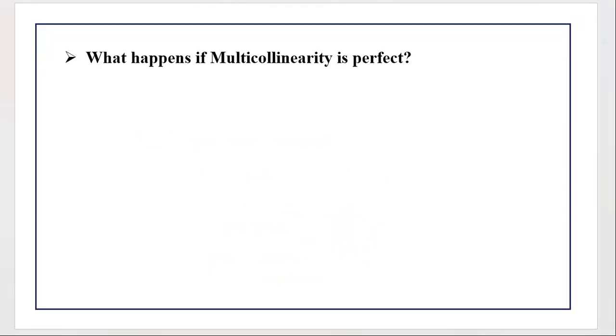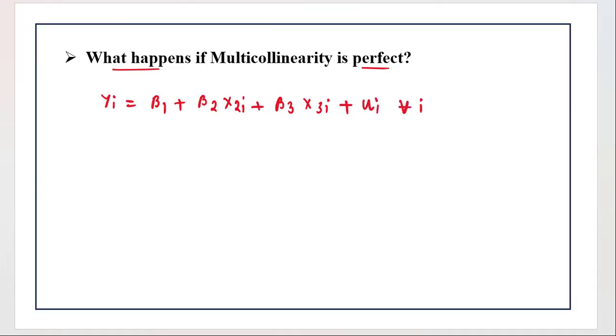So firstly, we will see what happens if multicollinearity is perfect. Let us consider a model. While discussing multicollinearity, we always take at least 3 variable or 2 variable models. For example, this is the model. 2 variable means there should be 2 independent variables. Here the model is something like this: Y_i = beta 1 + beta 2 x2i + beta 3 x3i + u_i for all i from 1 to n, right?